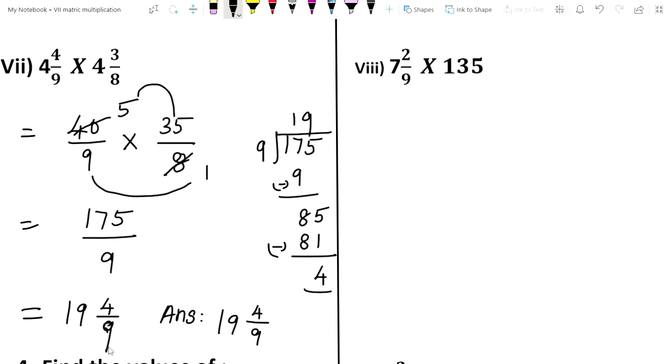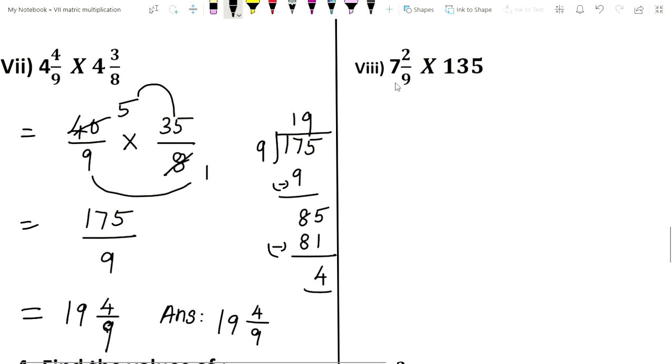Do you understand, children? See here, I repeat this. This is a mixed fraction. Both the numbers are mixed fractions. First you convert into improper fractions. After converting, 40 by 9 into 35 by 8. 8 ones are 8, 8 fives are 40. Now multiply this. 5 into 35 you get 175. 9 into 1, 9. After dividing this number, you are getting 19 4/9. You understand, children?